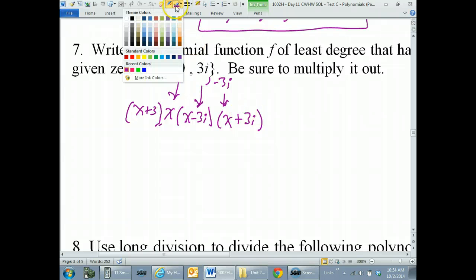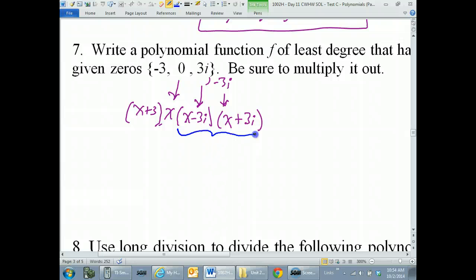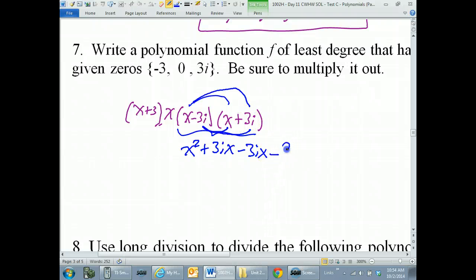All right, so I'm just going to do these in pairs. So I'm going to do these 2 first real quick. If I double distribute to multiply this out, this is what I'm going to get. I'm going to have x times x and x times 3i. So that makes x squared and 3ix, if you will. Okay, and then I'm going to distribute the negative 3i. So negative 3i times x is negative 3ix. Negative 3i times positive 3i is negative 9i squared.